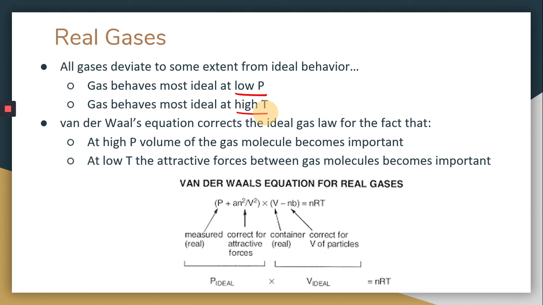However, at the SL level, we don't need to actually use that formula. If you were taking HL or AP chemistry, then you would need to be able to use that formula for finding the real gas variables. Again, low pressure, high temperature is the most ideal, and when you are at high pressure or low temperature, then you're going to deviate the most from being ideal.